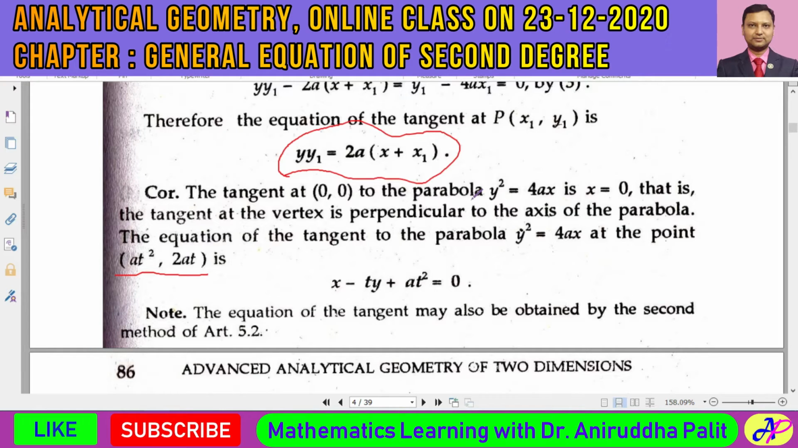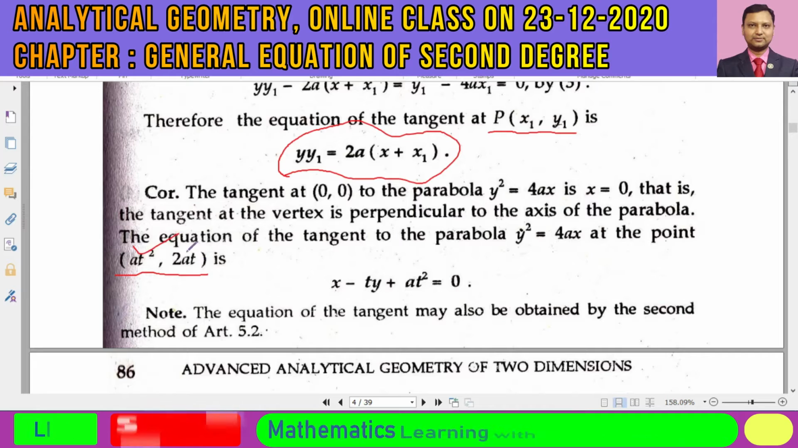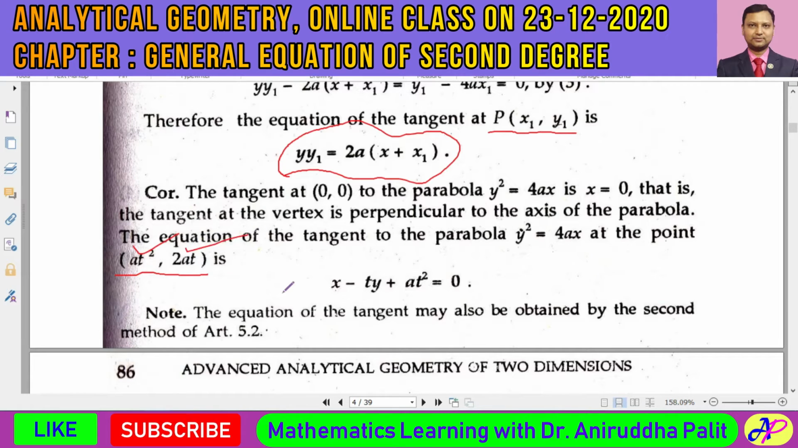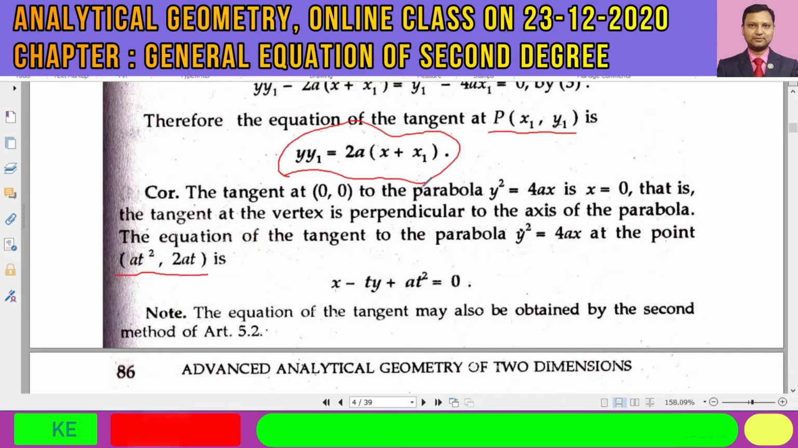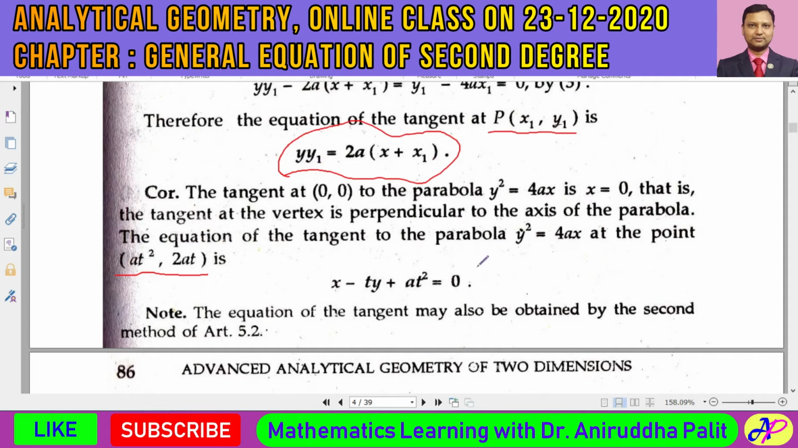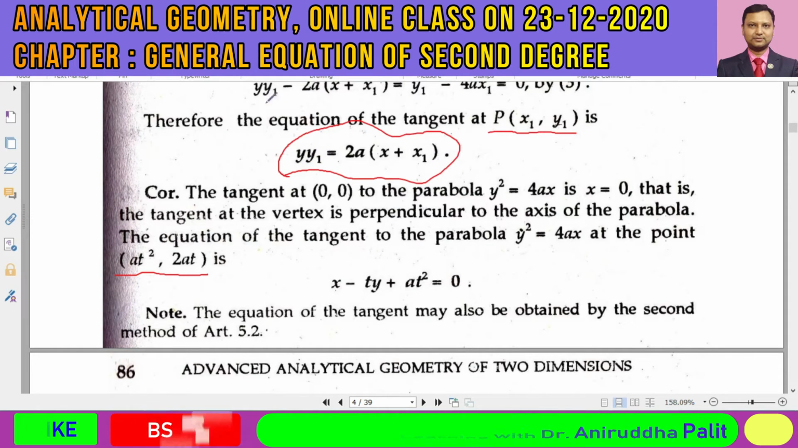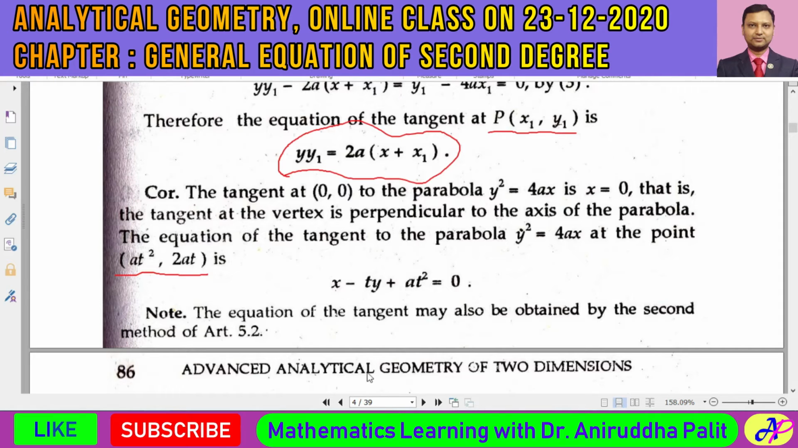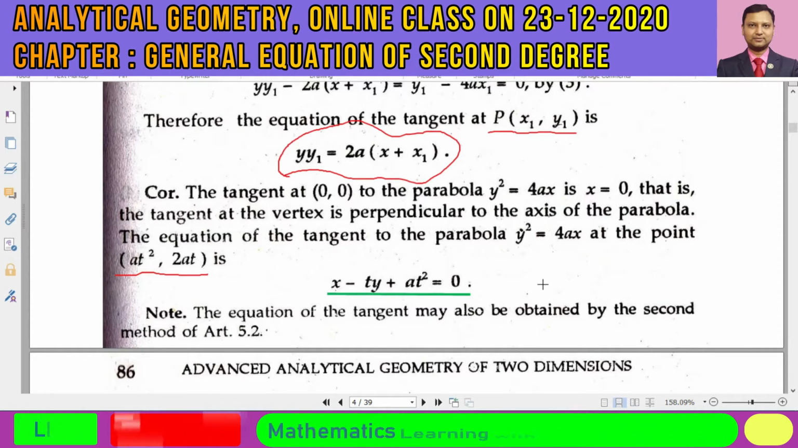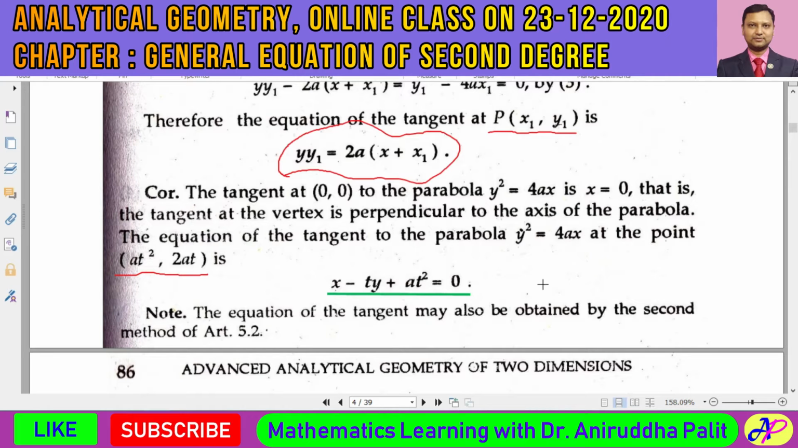Now, if the point P(x1, y1) is taken in parametric fashion, that means x1 equals at squared, y1 equals 2at, in that case we can put these into this equation of tangent, and ultimately we will get this kind of equation. If possible, you can remember this formula and directly apply this result in your exam.